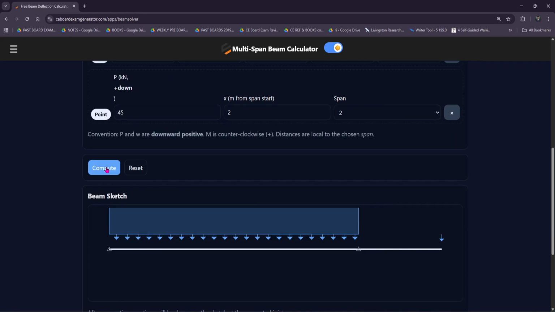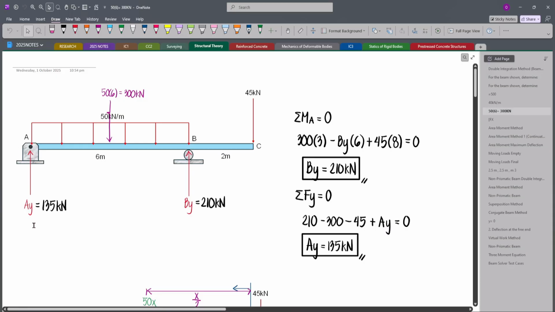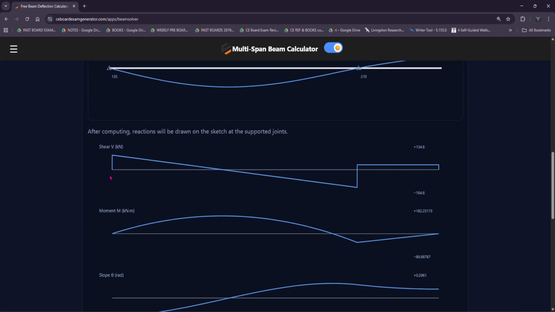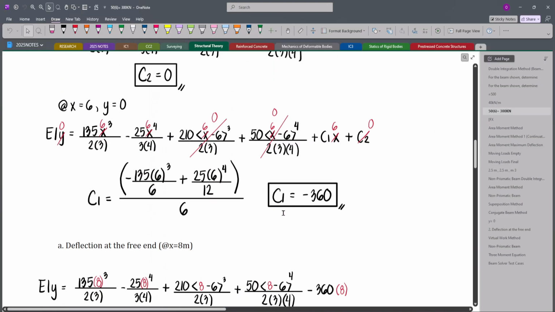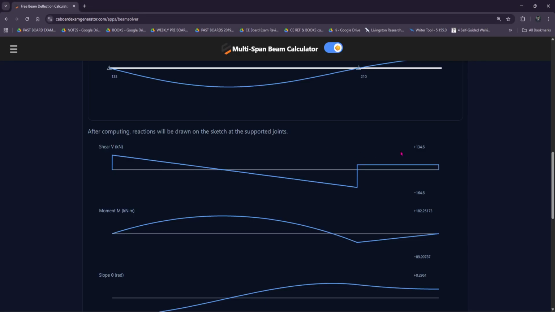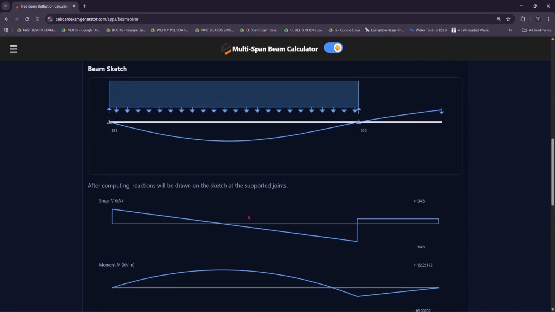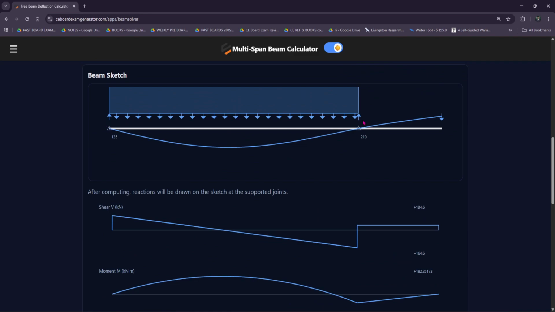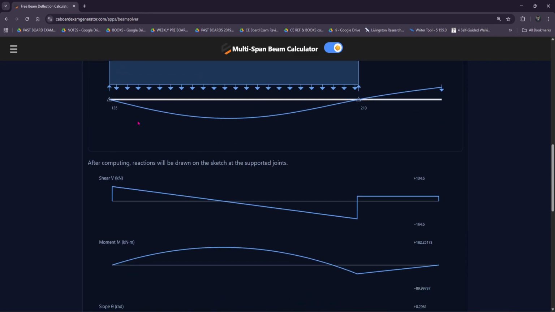So click on compute. You can see the reactions. We have 135 and 210. Then for the shear values, these are the actual shear values: 135 and 165. So there is some error there. This is 134.6 and this is 164.6. This is due to the approximation by the cubic field. So you may just verify the values using the actual reactions that are solved in our beam sketch.